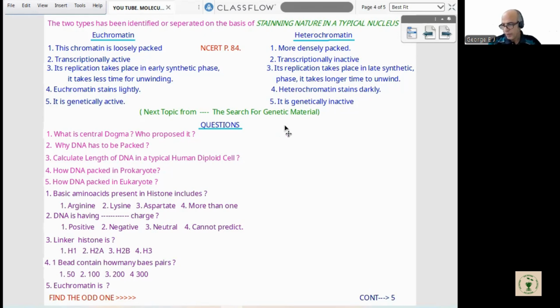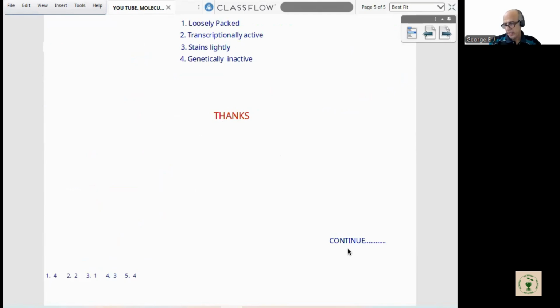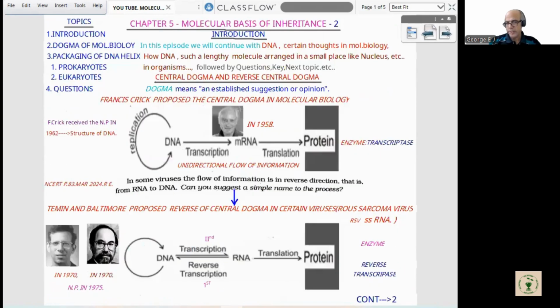Our next topic basically starts with the search for genetic material. More and more experiments, again, all these areas are important from the exam point of view. And after that, five theory questions and five NEET model questions with the key. So what all things did we learn in this episode? We can just pass through it.